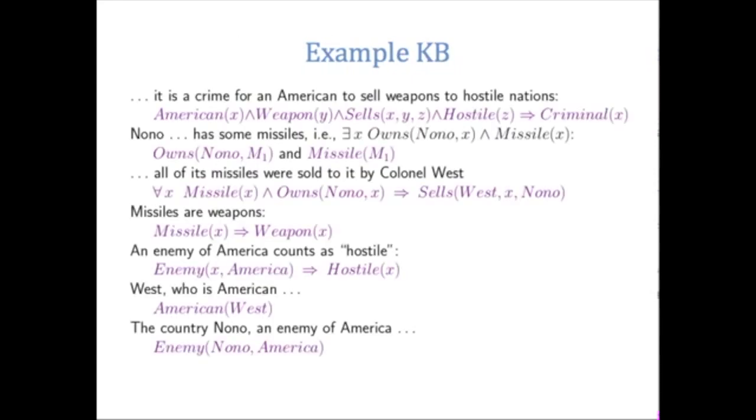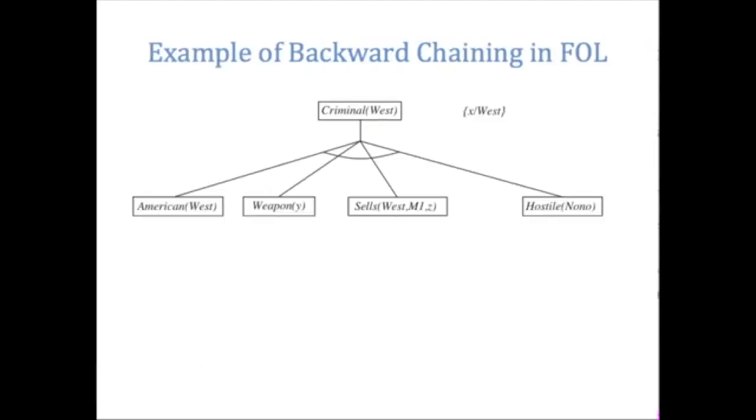You'll remember that we have this implication, and that's the one which will match Criminal(x) with the thing we want to prove, Criminal(West), with the substitution theta, West for x. With that substitution, we now need to prove the conditions of that implication, namely that West is an American, that Y is a weapon, that West sells Y to Z, and that Z is hostile.